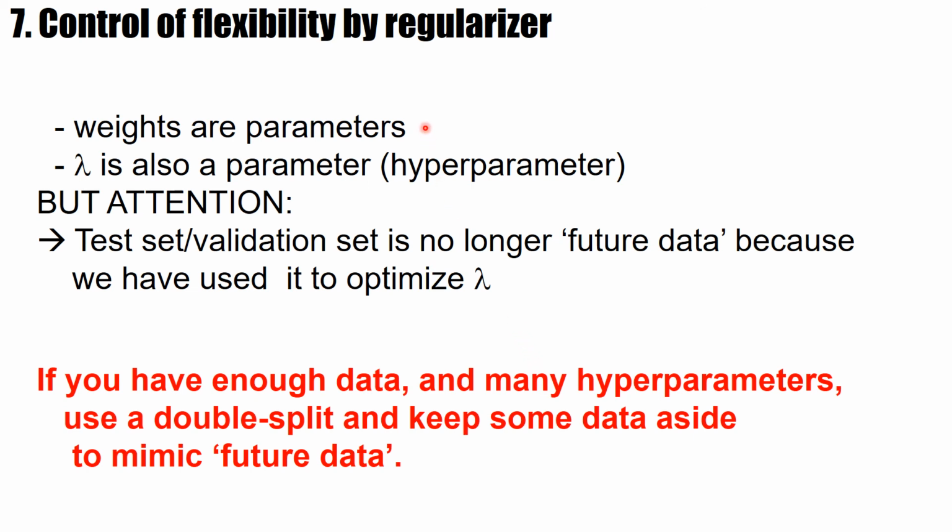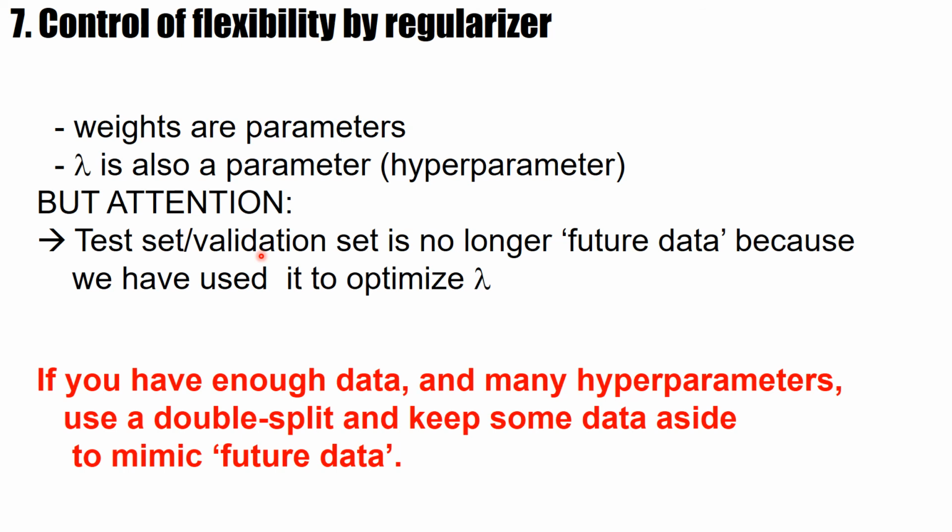Note that weights are parameters, but lambda is now also a parameter. It's sometimes called a hyperparameter. Now this might be a bit weird because we want to control the number of parameters, but we add an extra parameter. So it could be, if we have many penalty parameters, that we make the network flexible again in the sense that we can do overfitting again. So we optimize lambda by looking at the validation set. So the validation set is no longer future data because we have used it to optimize lambda. In most cases, this nevertheless works.